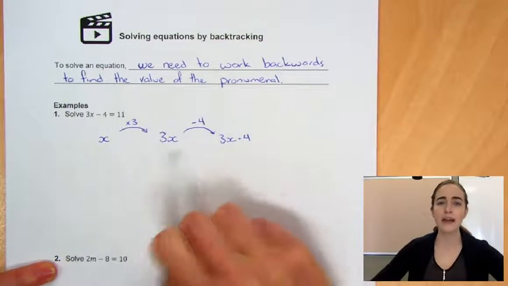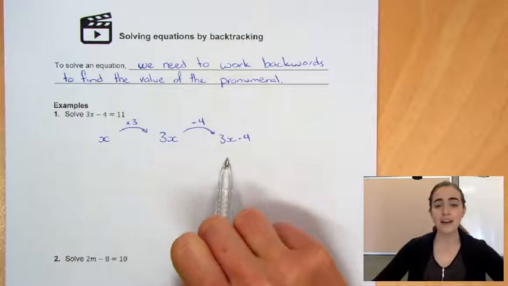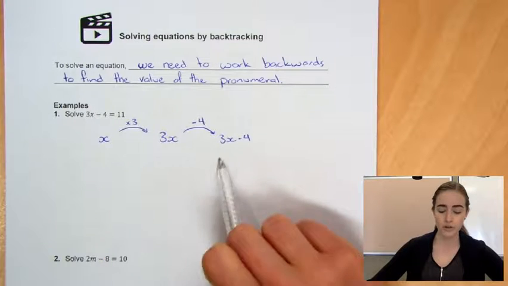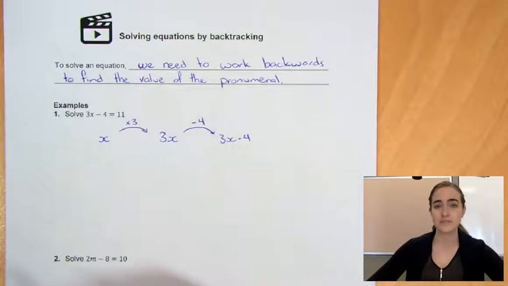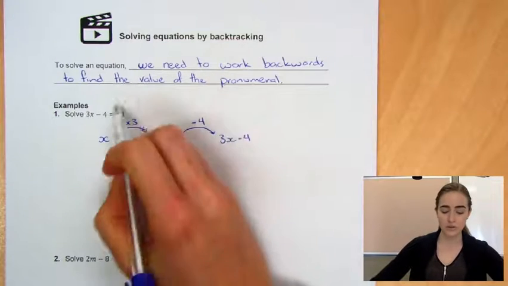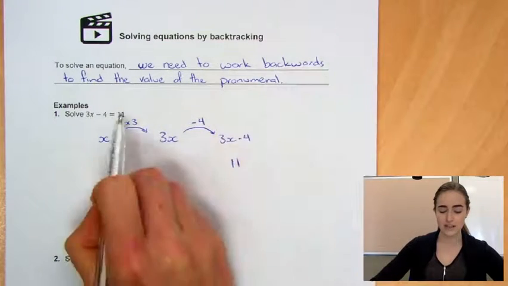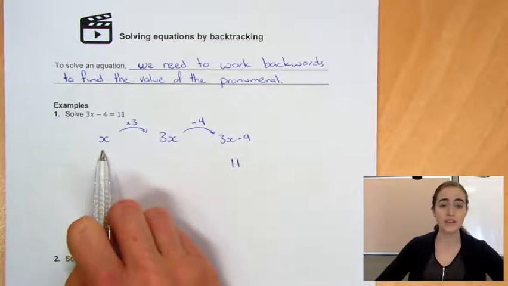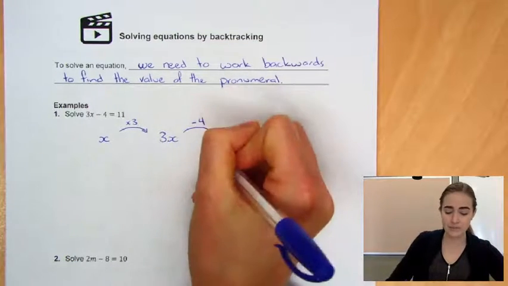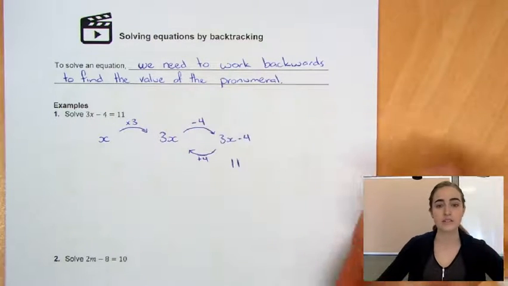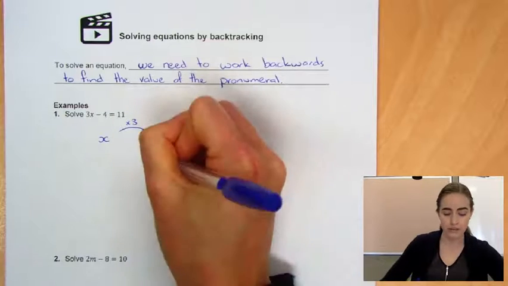So thinking about how that was built, if we now want to go backwards to figure out what x is, we're going to do the opposite of those steps. So we know that this expression is equal to 11 because it tells us that here. So to work backwards and figure out what we started with, we're going to do the opposite of these steps. So instead of minusing 4, we're going to add 4. So 11 plus 4 would give us 15.